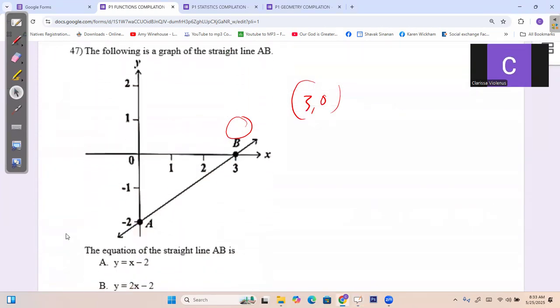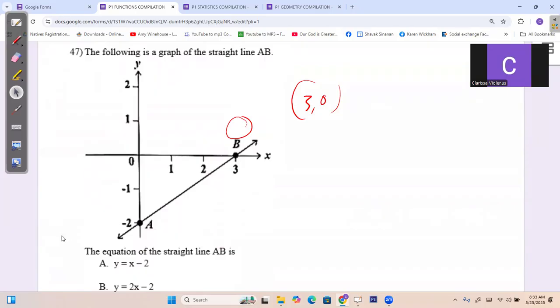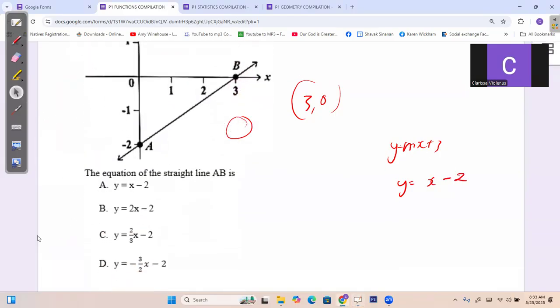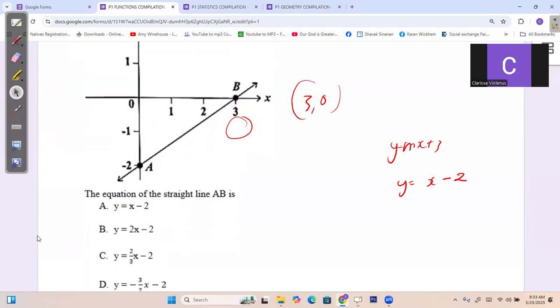The following graph is a straight line. The equation of the straight line is... If this is where it cuts the y-axis, that means we use y equals mx plus c. So that means y is equal to some number times x minus 2. Everybody agree with that? If you look at it, all of them have minus 2, so now we just have to find the gradient. So how do we find the gradient? We have to do some calculations.